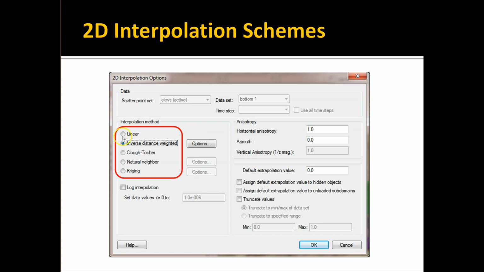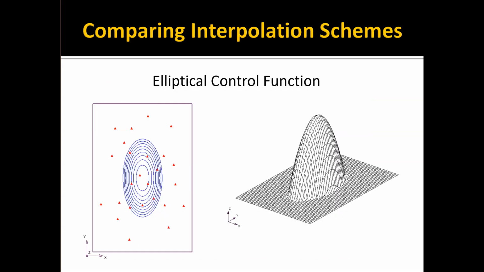The default option is inverse distance weighted. It gives you pretty good results, and it's mostly black box. Usually you can just go with the default options. But let's look at how each of these works.